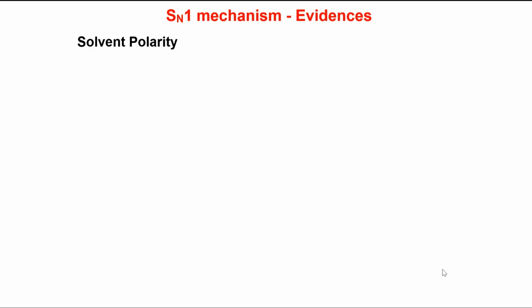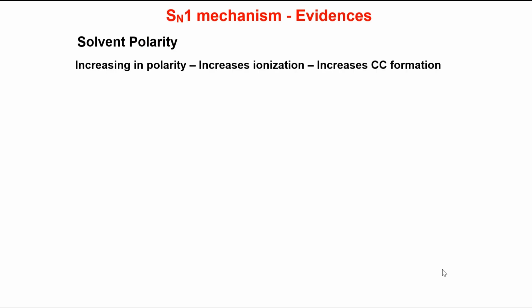One evidence is the polarity of the solvent. If we go on increasing the polarity of the solvent, it also increases the rate of the reaction. It's because when there is an increase in polarity of the solvent, it can increase the ionization. When ionization is increased, carbocations are formed more easily. The easier the carbocation formation, the more is the product formation. It indicates that the carbocation is formed as an intermediate in the reaction.